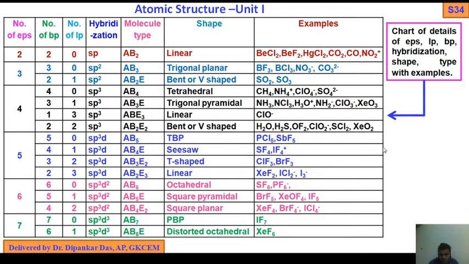So these are the important examples of this type with 4 EPs. Similarly 5 EPs, 5 0, sp3d, AB5, TBP structure, PCl5.